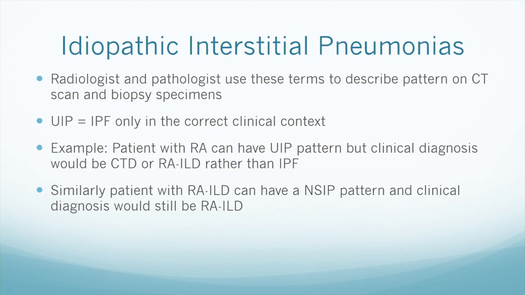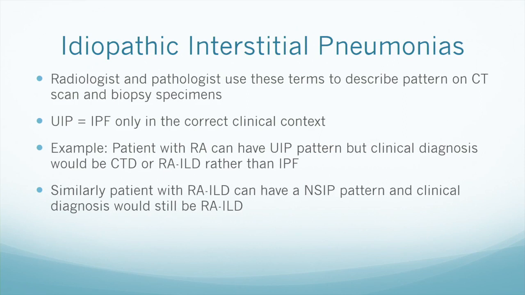Usual interstitial pneumonia is the pattern that correlates with idiopathic pulmonary fibrosis, but you can only make the clinical diagnosis of idiopathic pulmonary fibrosis in the correct clinical context. So for example, you can have a patient with rheumatoid arthritis who has some sort of interstitial lung disease. You look at their CT scan, you decide that they have a usual interstitial pneumonia pattern, but you can't say that patient has a clinical diagnosis of idiopathic pulmonary fibrosis because they have underlying rheumatoid arthritis, which is a known cause of connective tissue disease or rheumatoid arthritis-related interstitial lung disease.